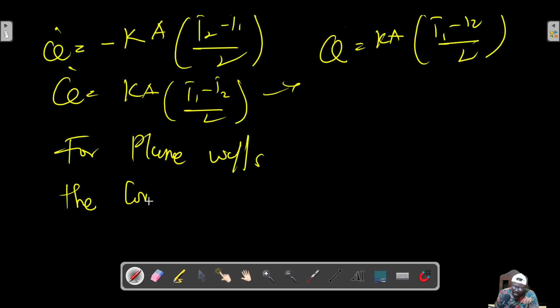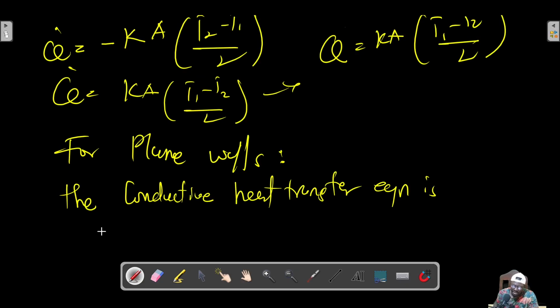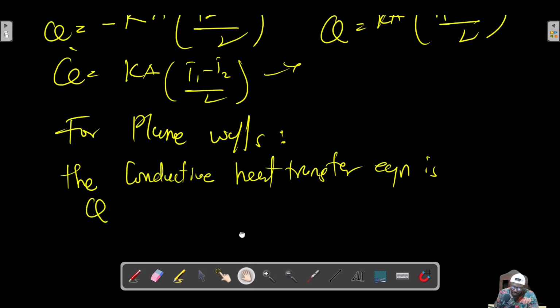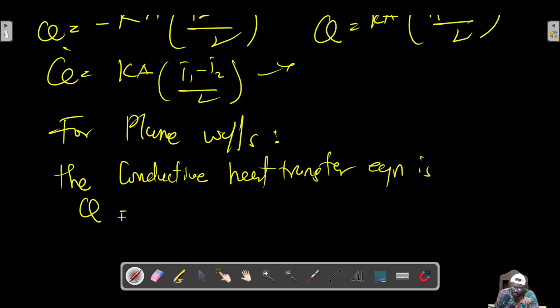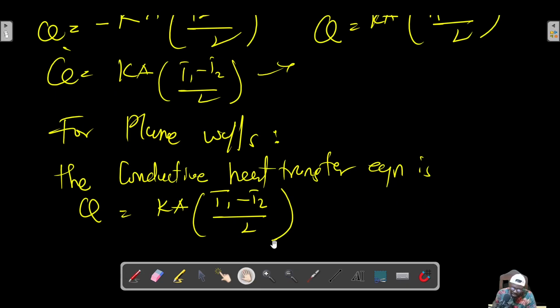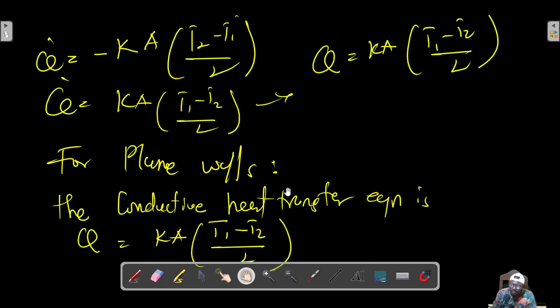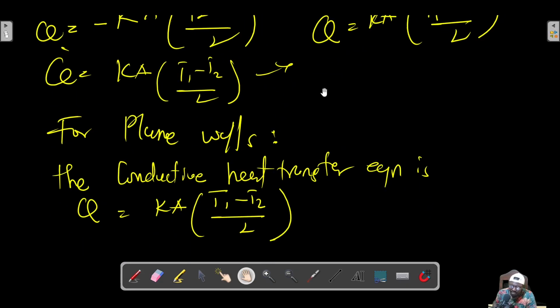That is all. So for plane walls, the conductive heat transfer equation is Q is equal to KA, that is T1 minus T2 on L. That is it. So this is the equation we'll be using for the questions coming.